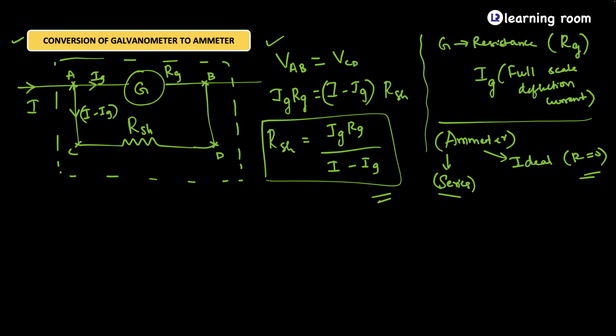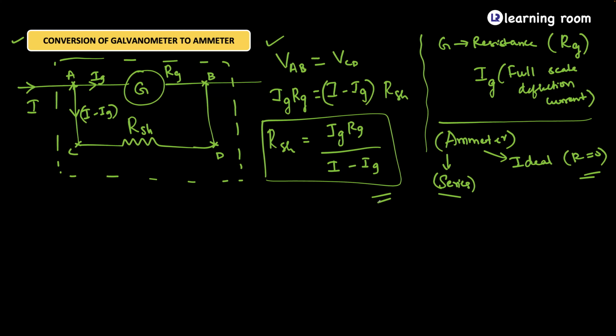So if I need to know what should be the shunt resistance that I need to connect, you give me a requirement. You say, sir, the maximum current my ammeter is supposed to measure is 10 ampere. I'll take the 10 and substitute it here. For that galvanometer, Ig and Rg will be known to me. I'll just substitute 10 here so that I'll know what should be the value of the shunt resistance that I need to connect across the galvanometer.